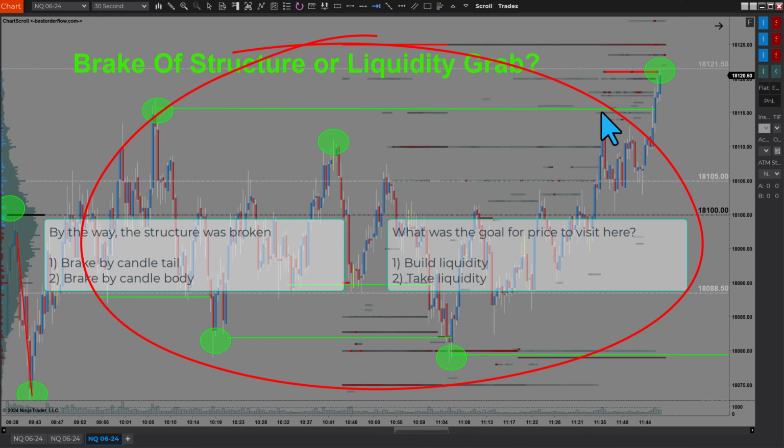There is an objective that price tries to achieve: building liquidity between these highs and lows, grabbing liquidity on one side, and then grabbing liquidity on the other side. These are only two simple goals that price has in mind, and that's what defines the price cycle. In this particular schematic, there is a price cycle that we need to complete.